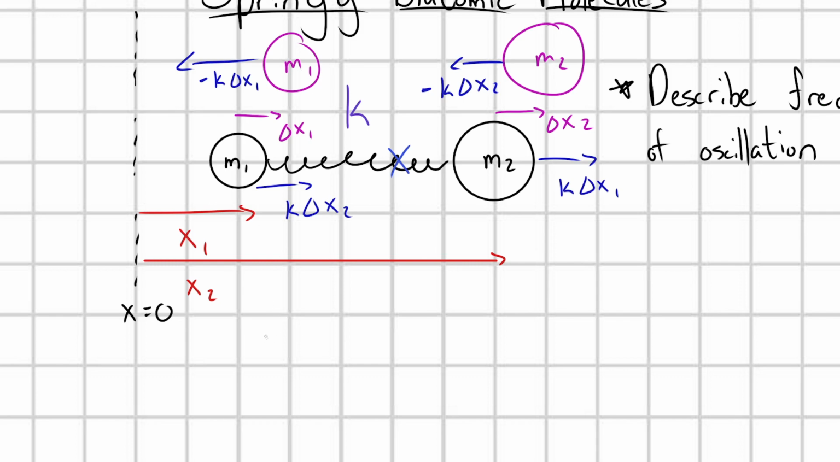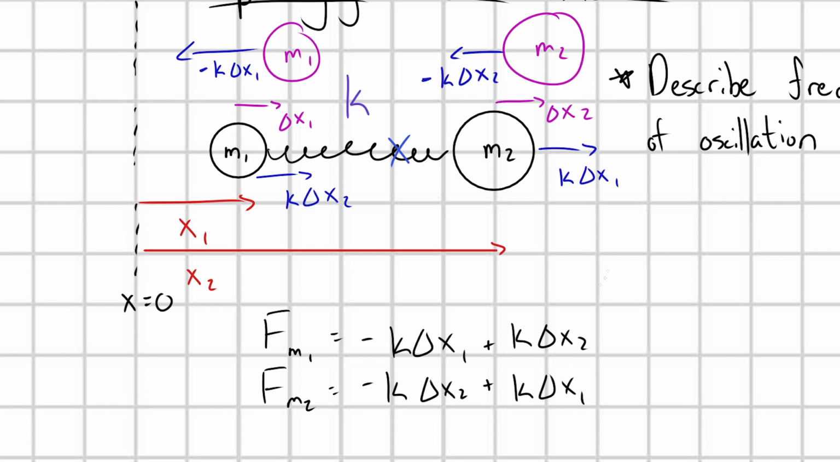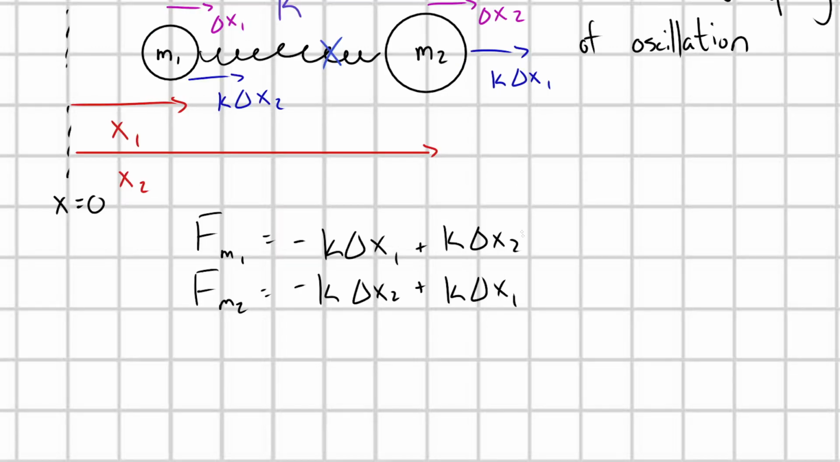Okay, so what's the force on mass 1? F on M1 is going to be equal to minus K delta x1 plus K delta x2, and F on M2 is going to be equal to minus K delta x2 plus K delta x1. You see how I'm just adding these forces together for each particle? Excellent. Right, and this guy here, this is going to equal M1 x1 double dot, the acceleration of my first particle, and this guy here is going to be equal to m2 x2 double dot, the acceleration of my second atom.